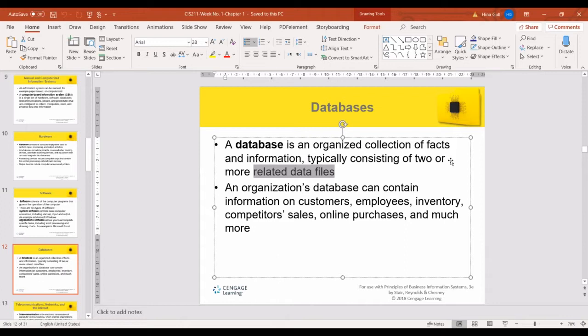Doctor, could you tell me again what is a database? A database is logically related data about anything, about employees. You can see in the second point here, the customers, employees, inventory, sales, purchases, these are related data with each other. Now you got it? Got it. It is organized information and logically related information. So this is the definition of a database.